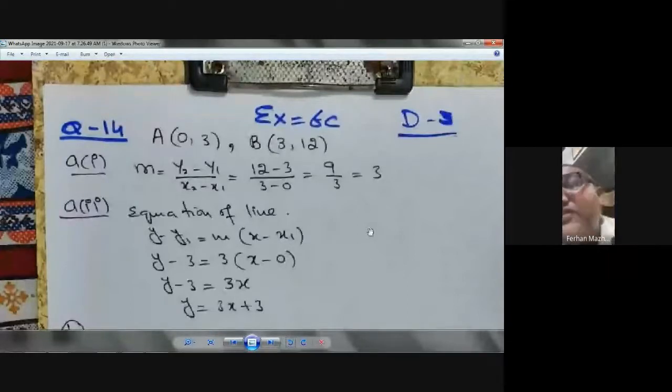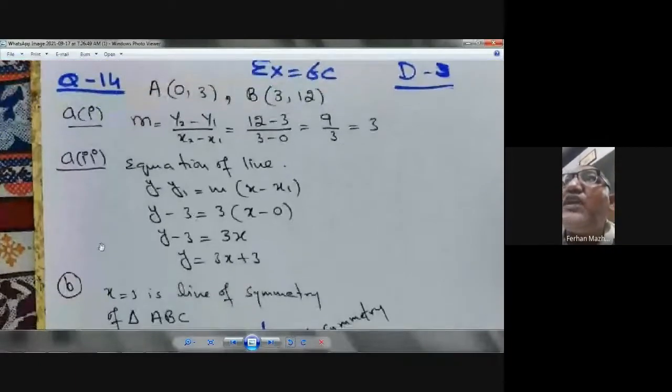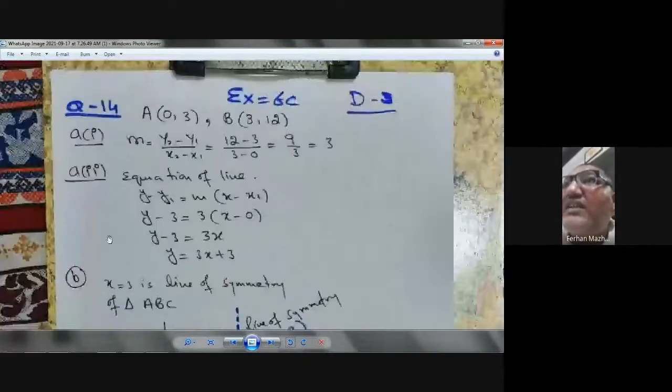The second part is the equation of the line L. So the line which is joining A and B, its name is L. They want us to find out its equation. So finding the equation is very simple. This is the second part of question number 14.